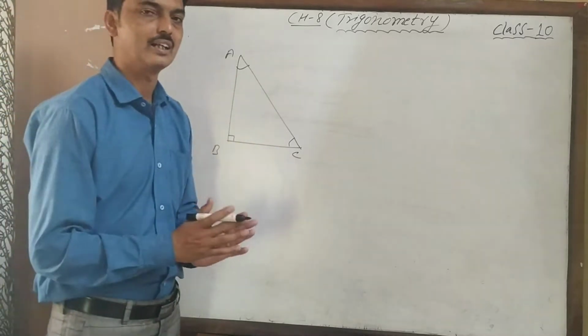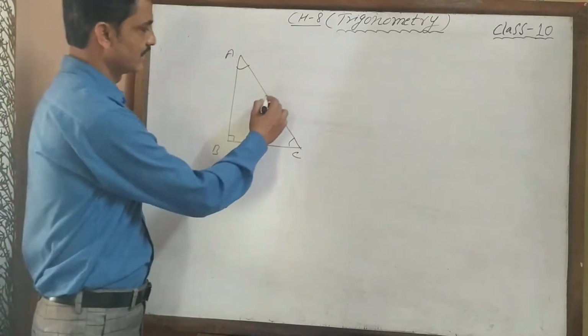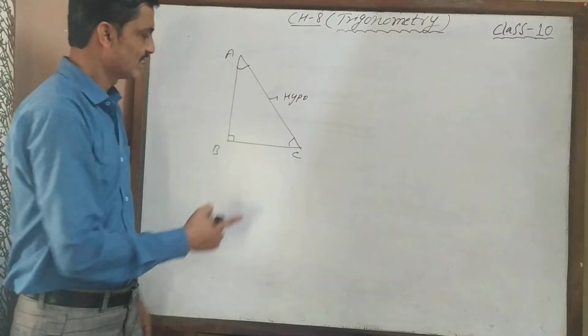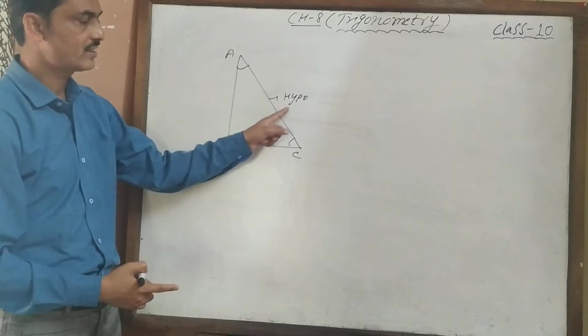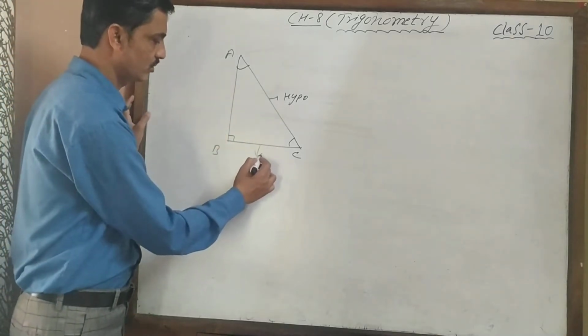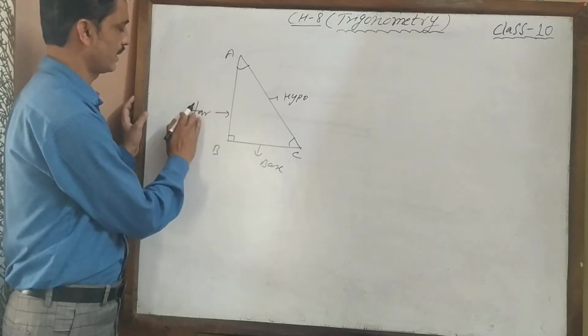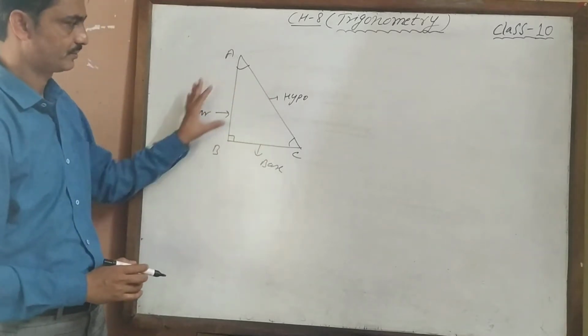As you all know, in a right angle triangle, this is the hypotenuse. The longest side, opposite to the right angle, is known as the hypotenuse. This is the base and this is the perpendicular. Yes or no? We all know that.